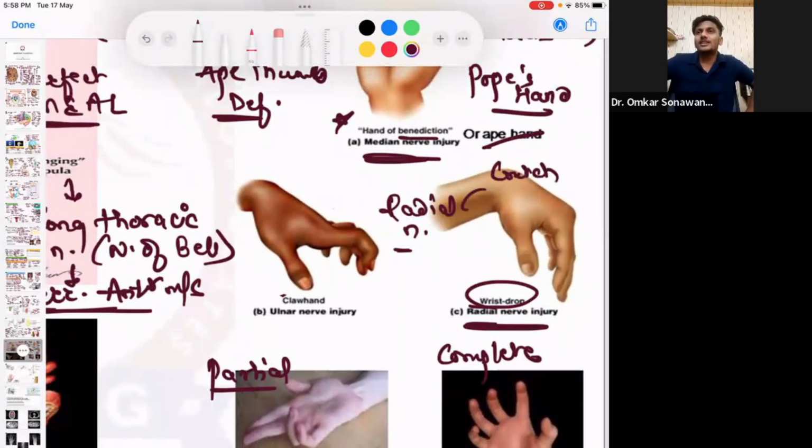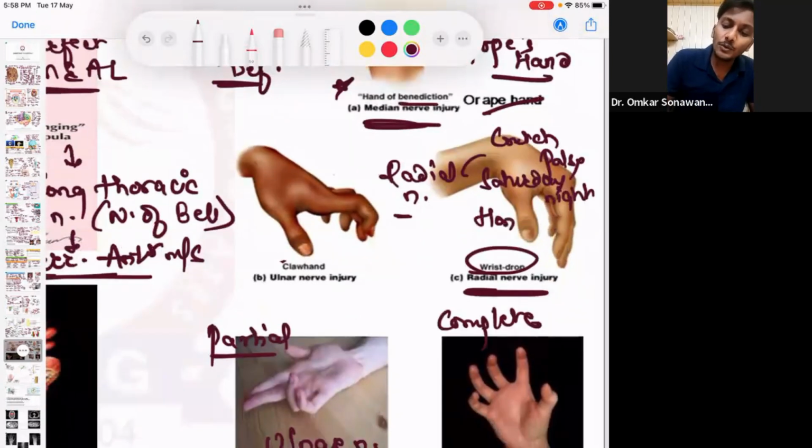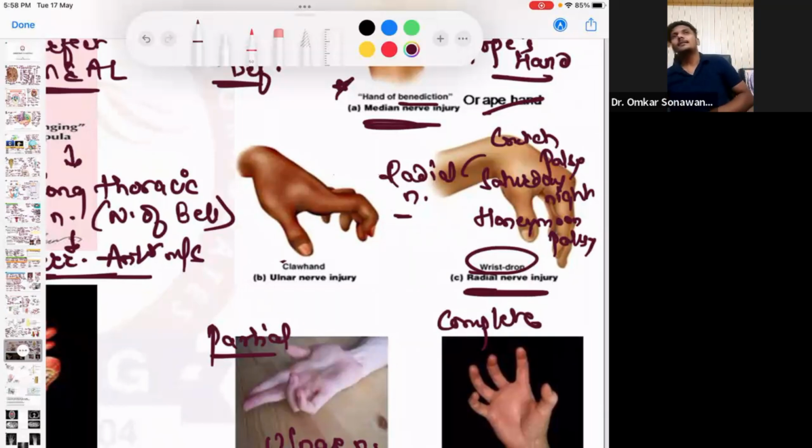When polio patients use crutches, again compression to the lower trunk would be there. So this is also called crutch palsy, also known as Saturday night palsy, also known as honeymoon palsy. So quickly, the palsies of the radial nerve are: first, the crutch palsy; second, the Saturday night palsy; and third, the honeymoon palsy. All are injuries to the radial nerve, and it will lead to a wrist drop.